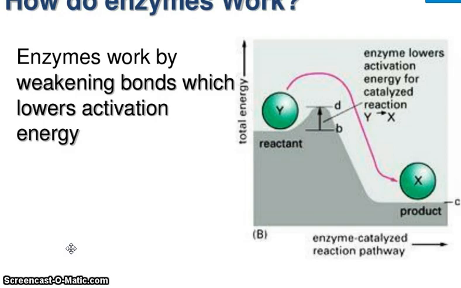How do enzymes work? Enzymes work by weakening bonds, which lowers the activation energy. Total energy: enzymes catalyze the reaction pathway. Enzymes lower the activation energy for catalyzed reactions.